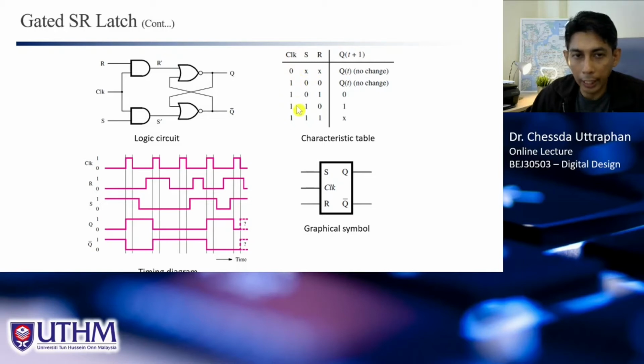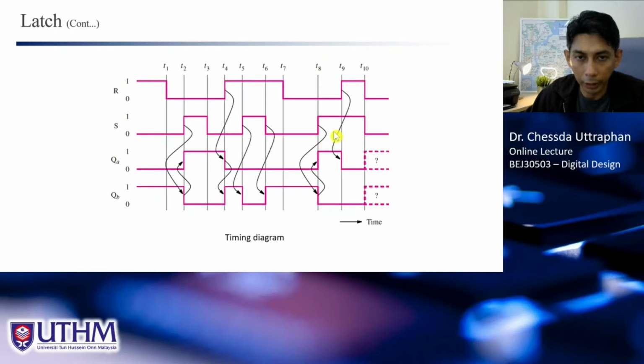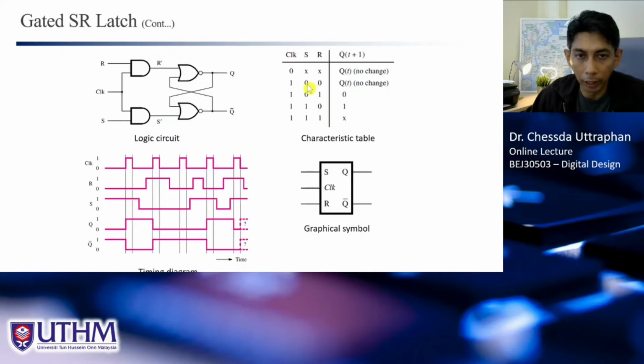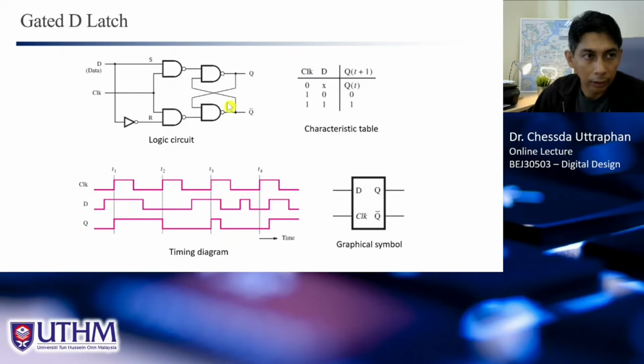But if the clock is active, now SR will give the output. It is based on the previous one as well. So when 0 0, we have no change. If 0 1, we have 0. This is Q, QA. If set equals 1, we have 1. If 1 1, it is don't care. And this is the graphical symbol of the SR latch.